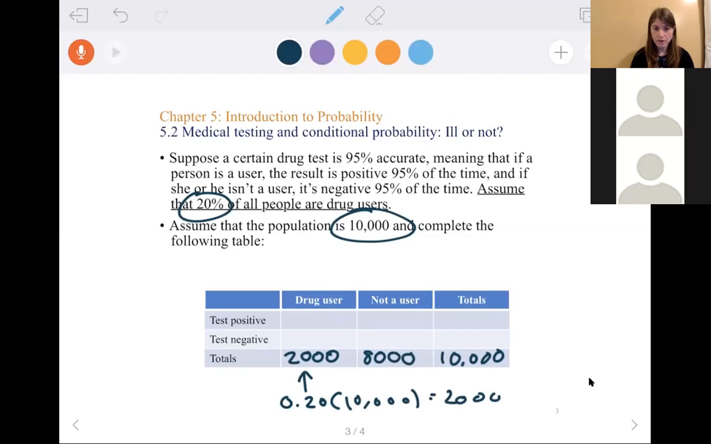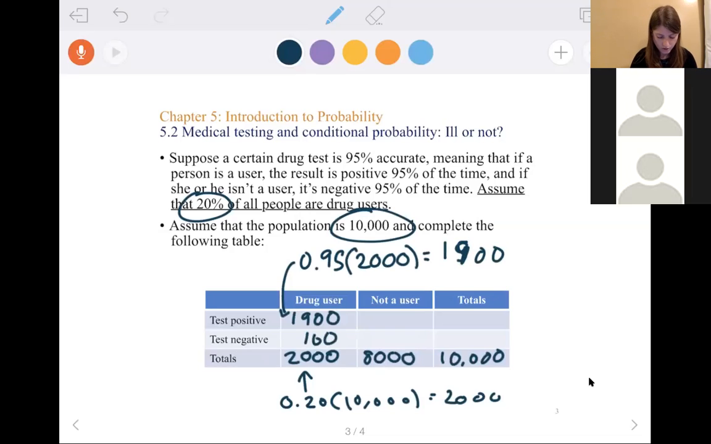Then what we're going to do is use our 95% to fill in our columns. So think about if you had a drug user, 95% of your drug users should get a positive test. So 95% of that 2,000 is actually 1,900. So if you have 1,900 drug users out of that group of 2,000 people, that leaves 100.